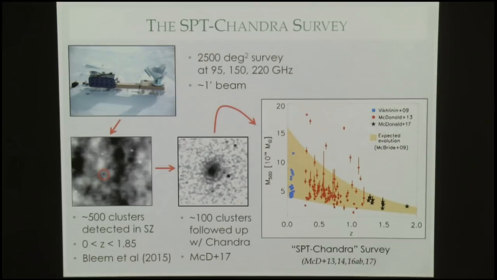If you had an X-ray selection here, it would go like this, right? It goes the wrong way, so that you're sensitive to low mass things at low redshift and high mass at high redshift, and so it's very hard to do a progenitor study. And so this mass selection is just fantastic for cosmology, but also for astrophysics.